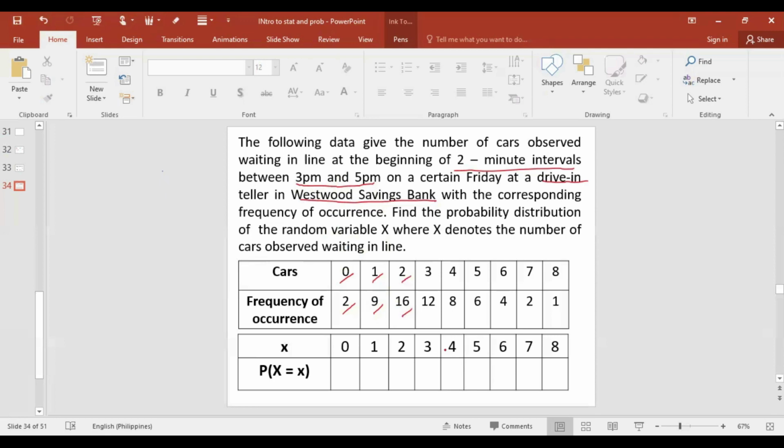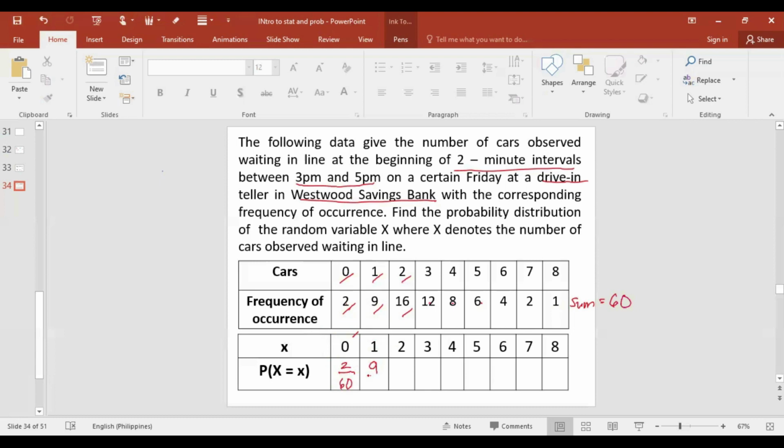How are we going to construct now the probability distribution table? Get first the total number of frequency. So, you have to get the sum of this. It's 60. Okay, let's start with this. What is the probability of 0 number of cars observed waiting in line? Simply get the frequency of occurrence, which is 2, and the total number of frequency. So we write 2 over 60.